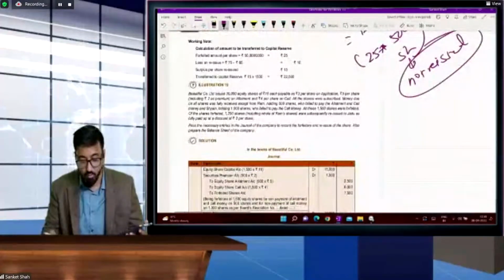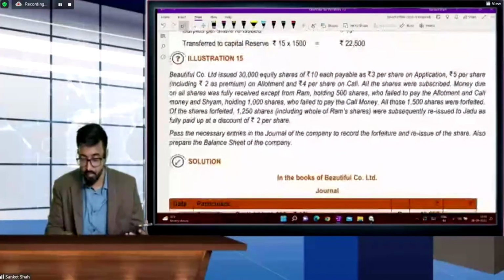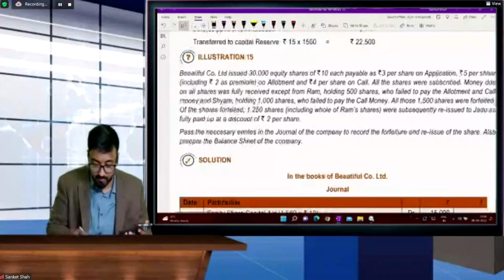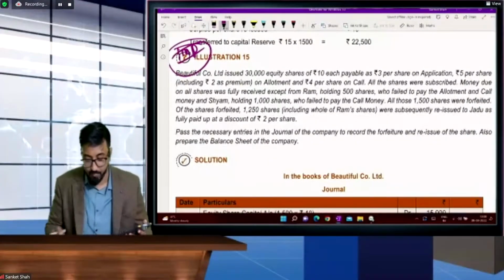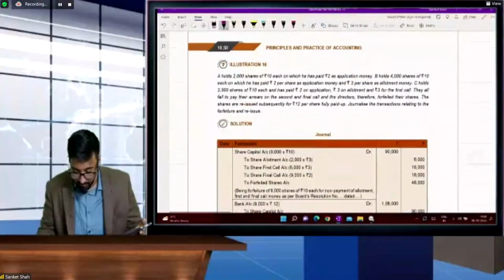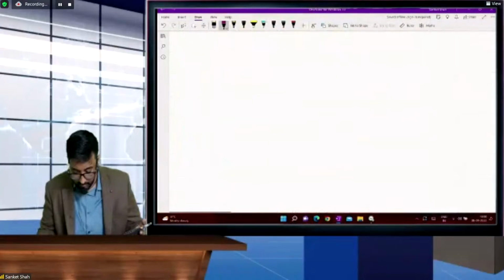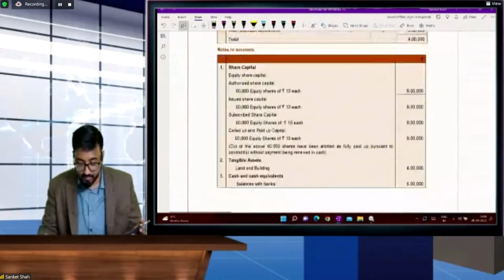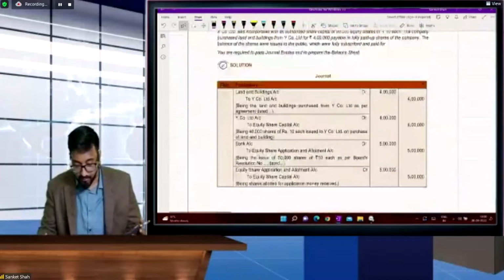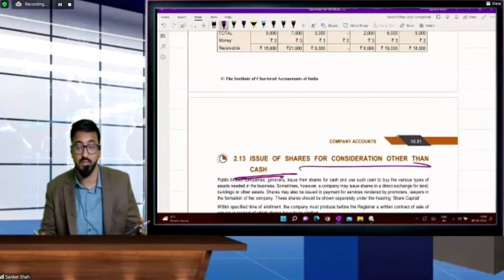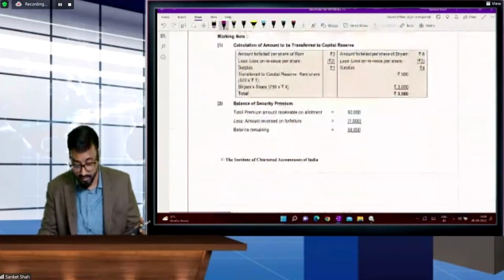Illustration 15. IMP question. 16 is also IMP beta. Reissue 17. Beta, 15 and 16 I am going to take. Other than cash, I will take with debentures.